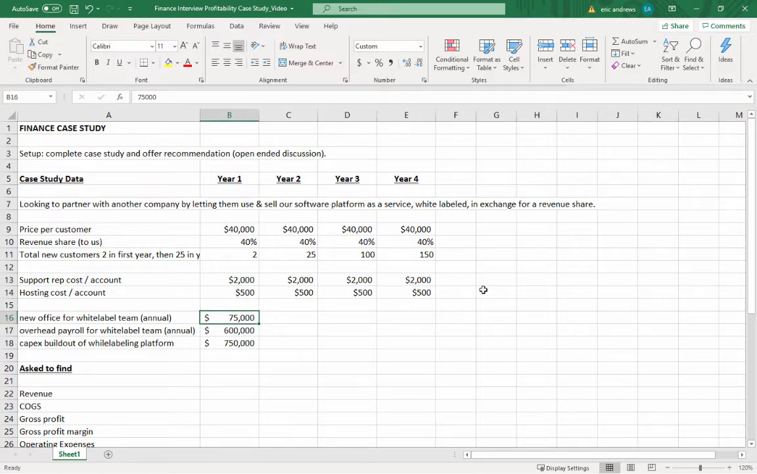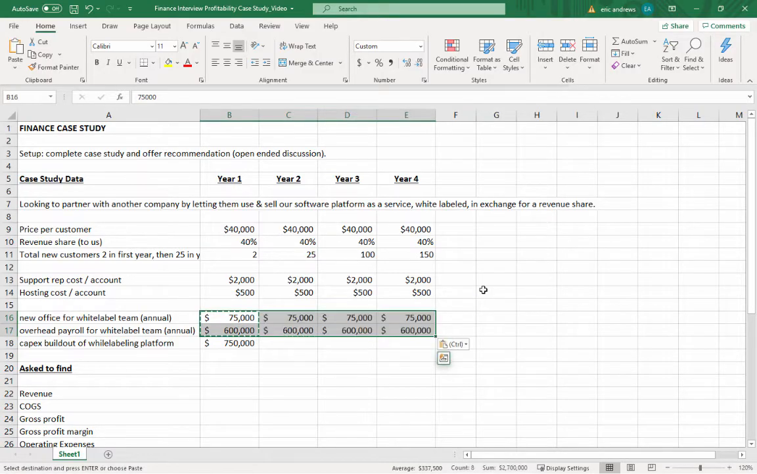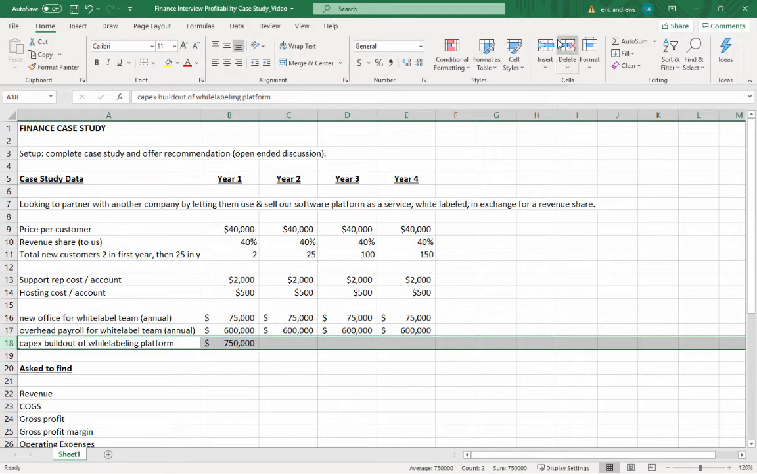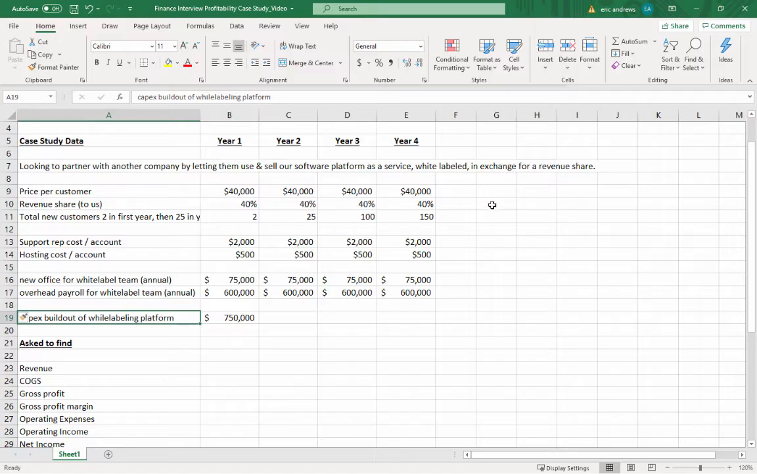But what about Office? Office, that's an operating expense. That's going to be flat every year. So is the overall overhead payroll for white label team, and the CAPEX is only one time. So we know this stuff is going to be in the operating expenses. In the CAPEX, let's just insert a row so it can kind of be in its own section.